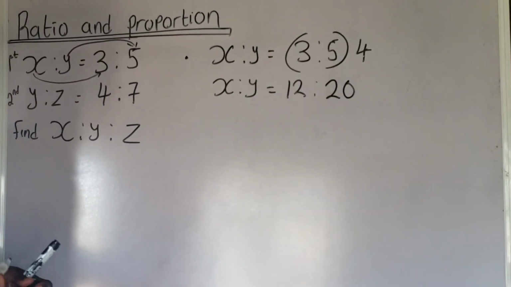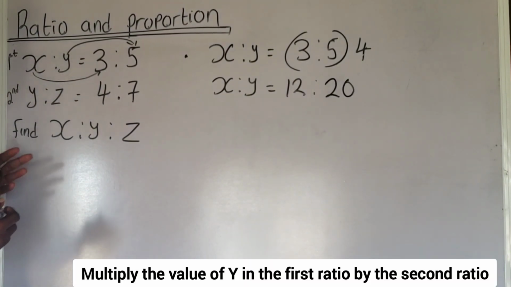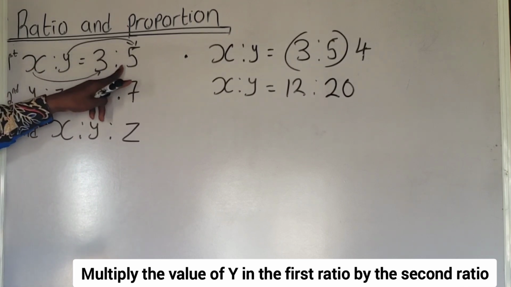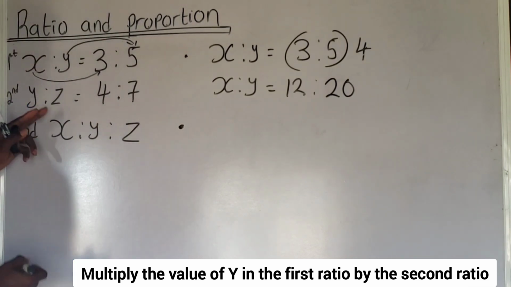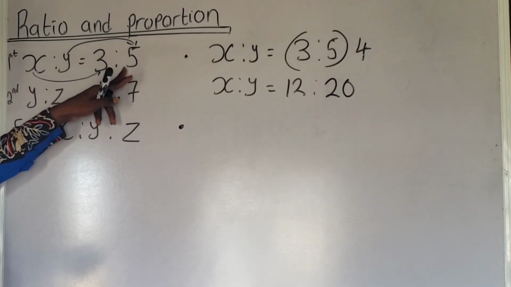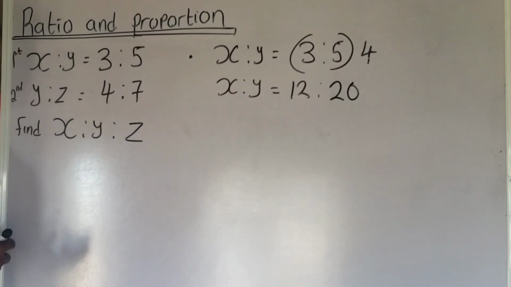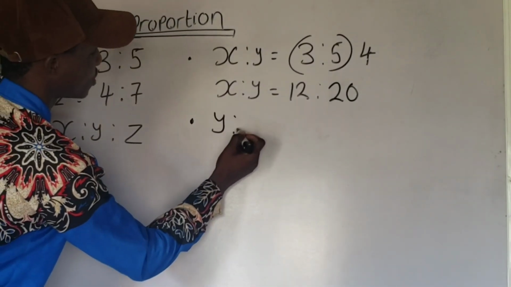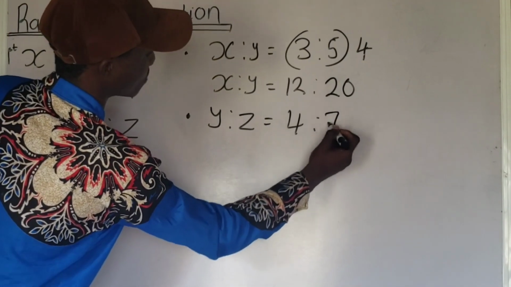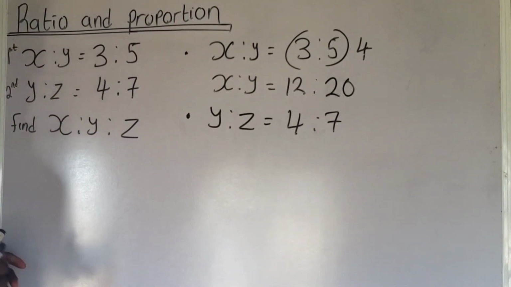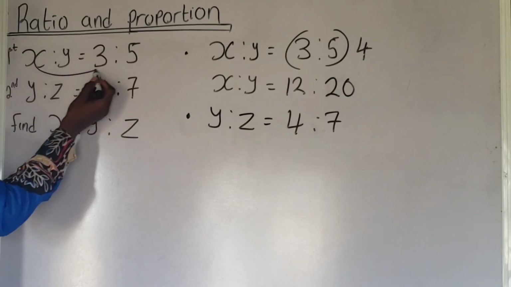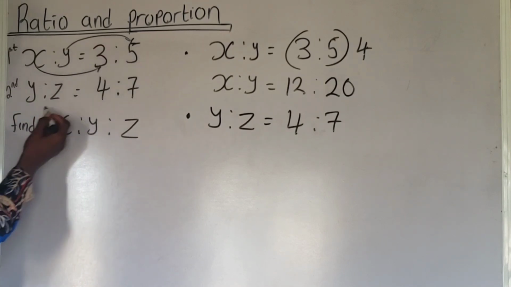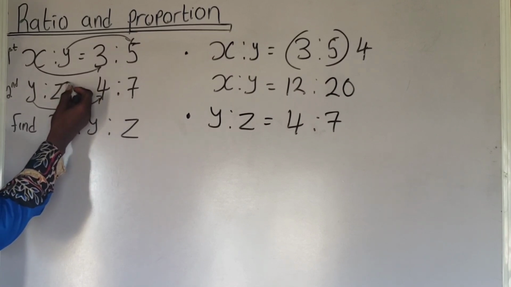The next step is that I will multiply the second ratio by the value of y in the first ratio. The value of y in the first ratio is 5. Now the second ratio is y to z is equal to 4 to 7. See, this y belongs to 4, and this z belongs to 7.